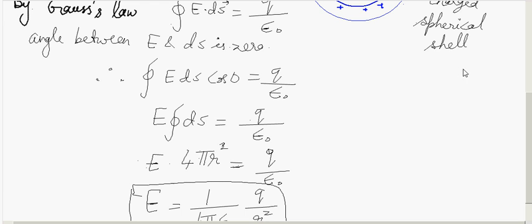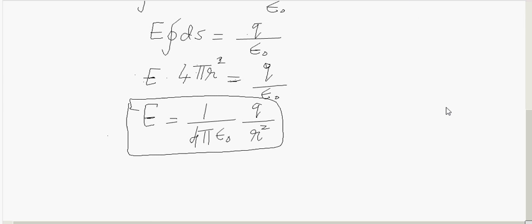Remember, here the angle between E and ds is 0 because E and ds are along the same direction. And the magnitude of E is the same at every point on the Gaussian surface. So we can write the surface area as the area of the sphere, that is 4 pi r square. So the electric field which we get outside the shell is 1 by 4 pi epsilon naught into q by r square.